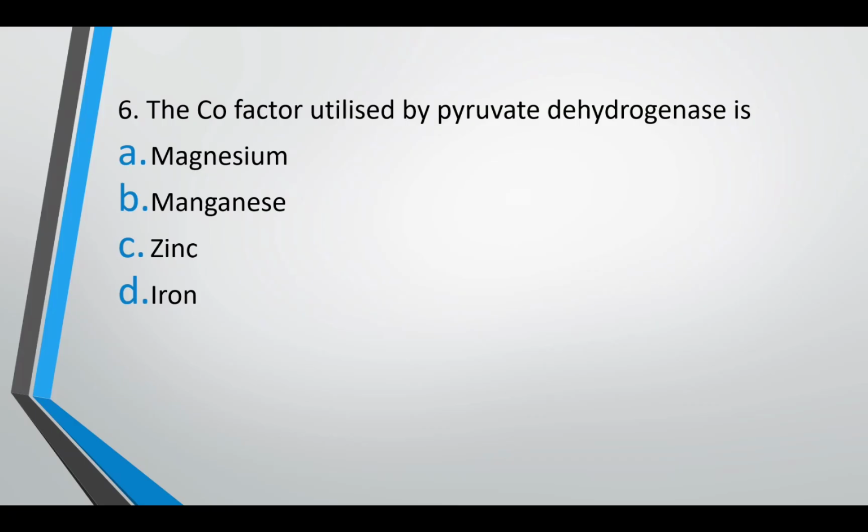Question 6. The cofactor utilized by pyruvate dehydrogenase is option A, magnesium, option B, manganese, option C, zinc, or option D, iron. Cofactor used by pyruvate dehydrogenase is. The correct answer is option A, magnesium, that is Mg2+, is used as cofactor by pyruvate dehydrogenase enzyme.